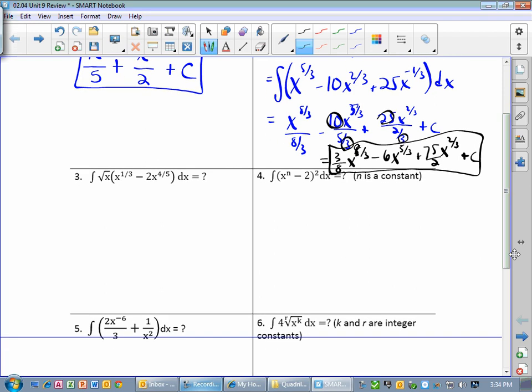Okay, number 3, start by rewriting our square root as a fractional exponent. So we've got x to the 1/2 times x to the 1/3 minus 2x to the 4/5. So when we multiply with like bases, we add the exponents. So 1/2 plus 1/3 is 5/6 minus 2x. 1/2 plus 4/5 would give us, well, 4/5 is like 8/10, and 1/2 is like 5/10. So 8 and 5 make 13/10.